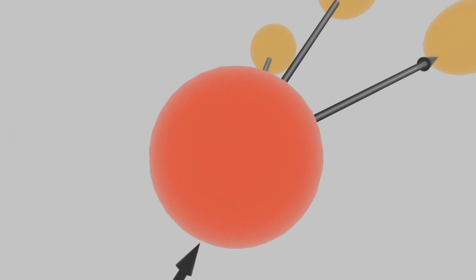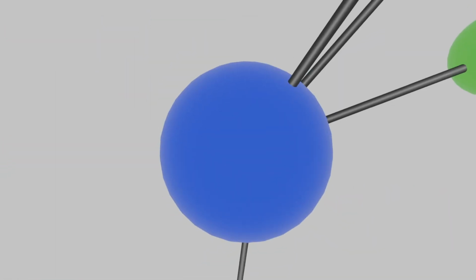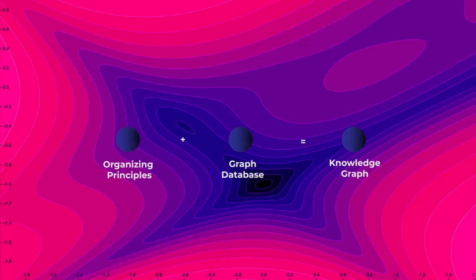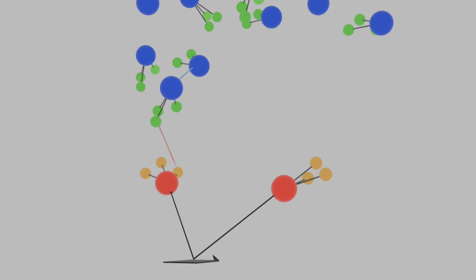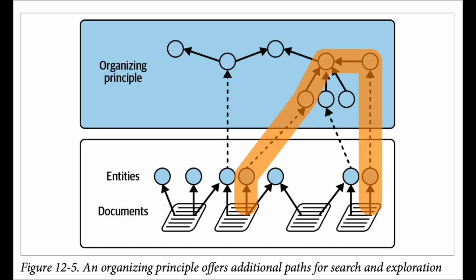This video is about knowledge graphs. So let's talk about what they are. They are a graph database first and foremost. Another way to say that is to say the underlying infrastructure is just a plain old graph database. What makes a regular graph database a knowledge graph is that they have something called an organizing principle. Organizing principle is a layer of data within the database that stores additional nodes and relationships that map meaning, categorization, and context.